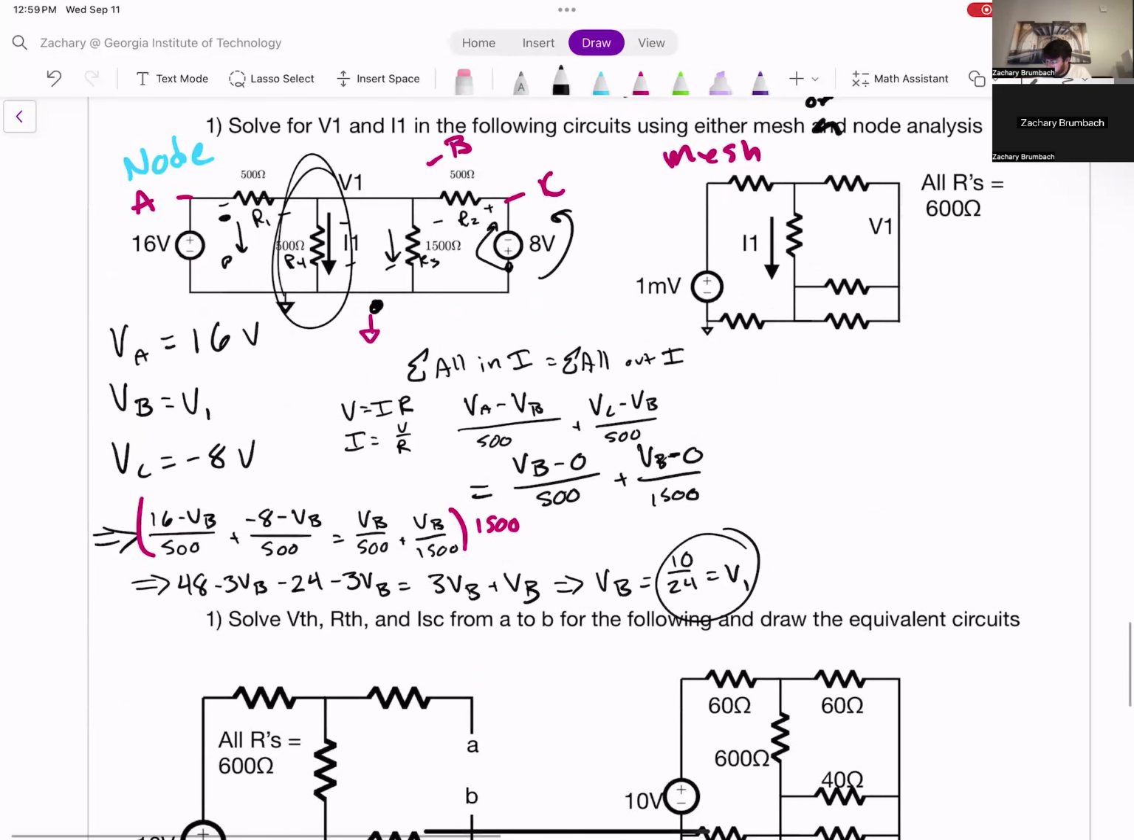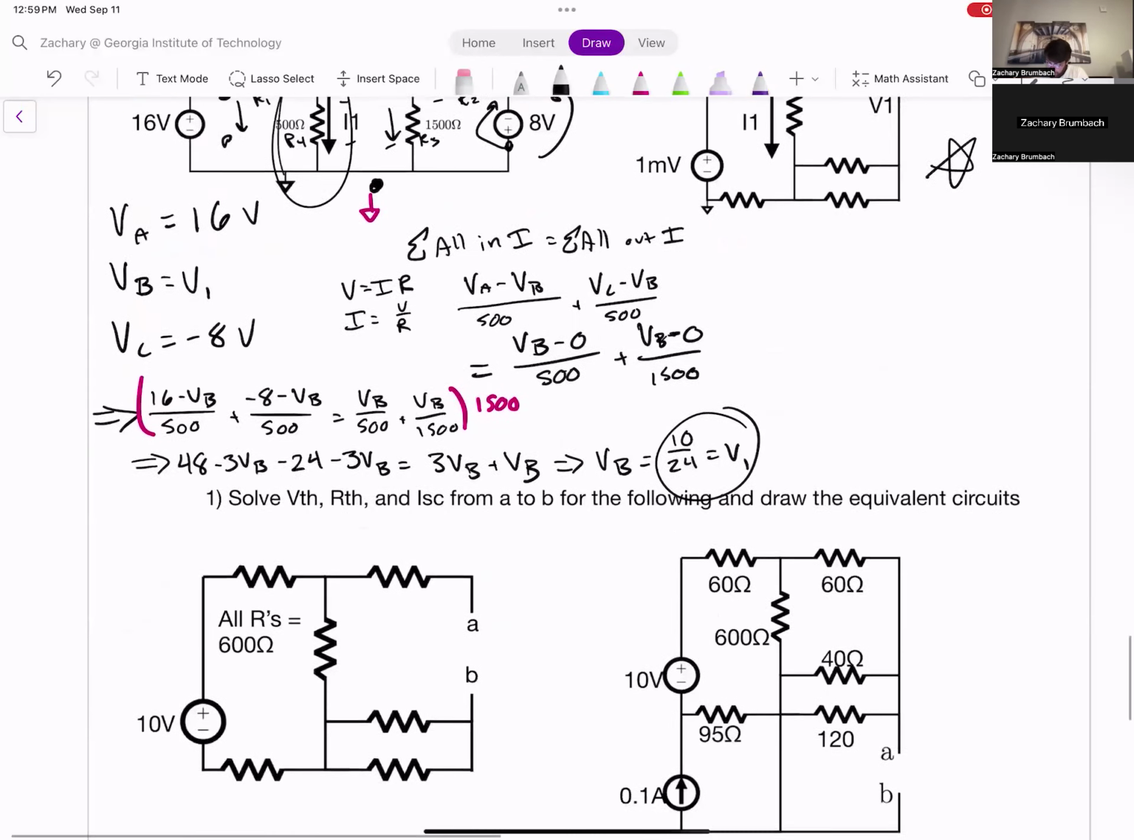And I'm going to skip this second one for right now, just due to the time. I'll post my solutions to this in the next few days, very clear right now for all y'all.